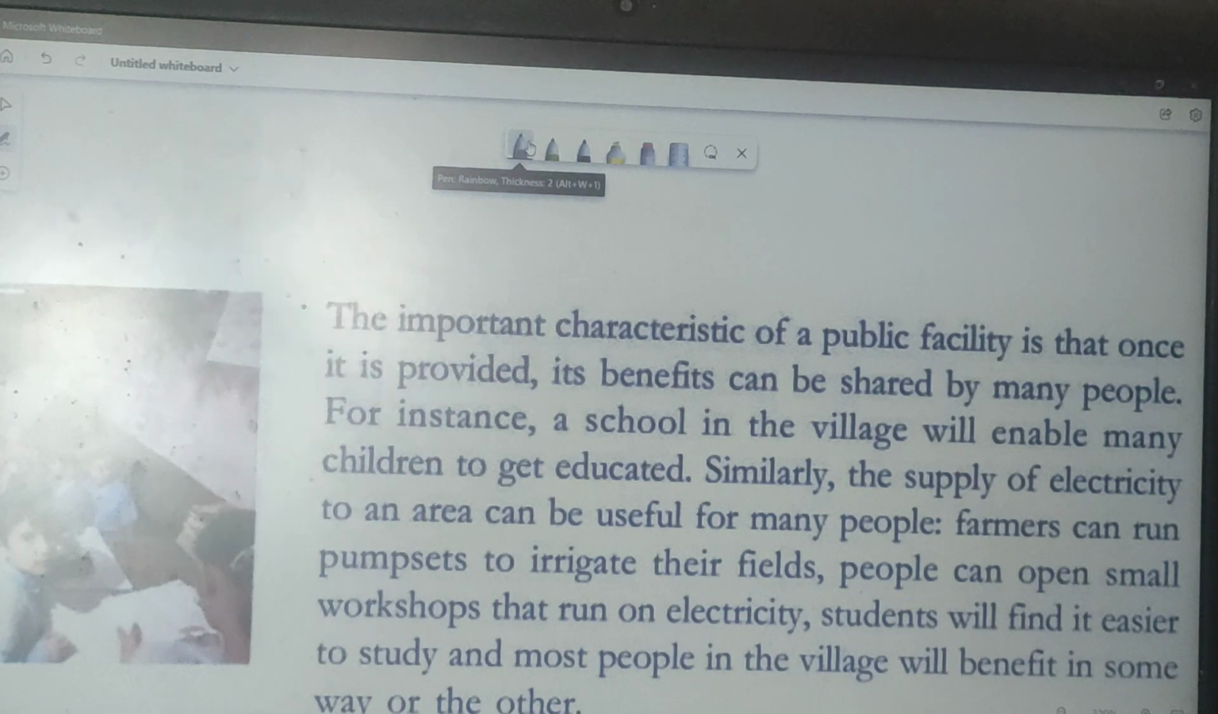Today we are going to do the continuation of chapter number 9, that is the public facilities. So here it is written, the important characteristic of a public facility is that once it is provided, its benefits can be shared by many people.